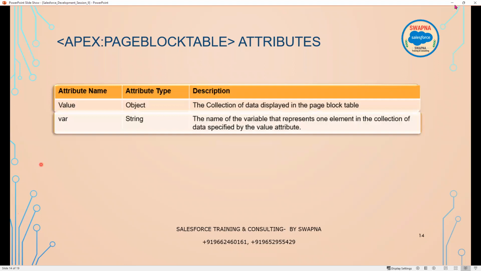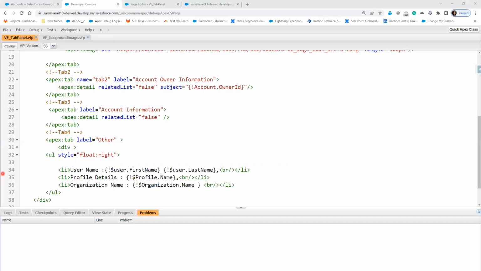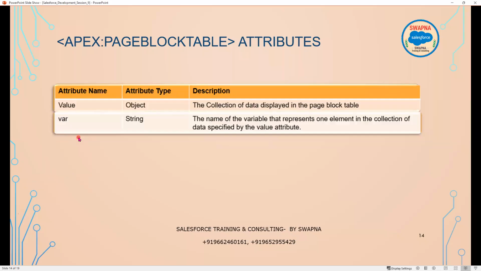First, it has to go to the first record. So var will contain the complete information of the first record. Once it is done, var will take the second record, and once the second record is completed, var will take the third record. Like that, each record it will take one by one. So var is a string, the name of the variable that represents one element in the collection of data specified in the value.